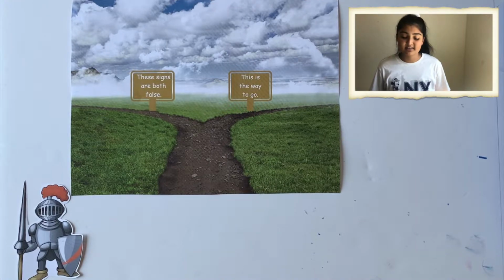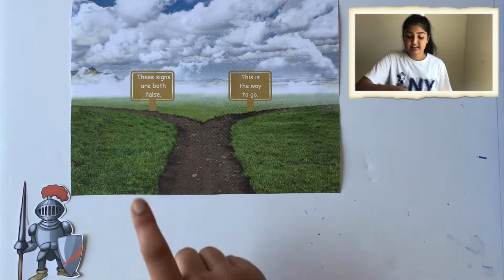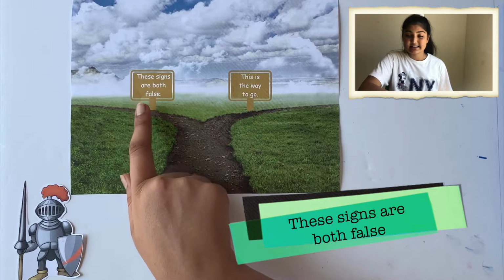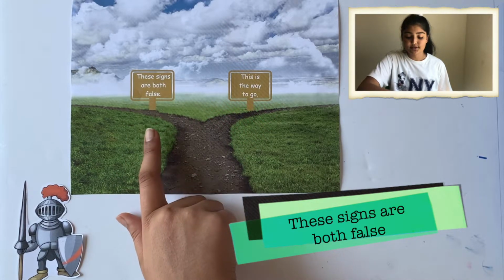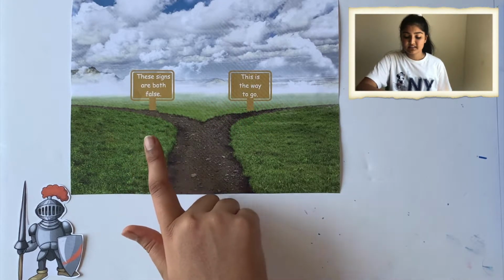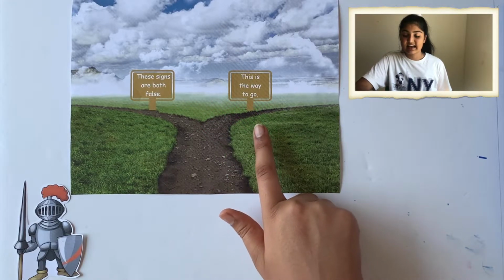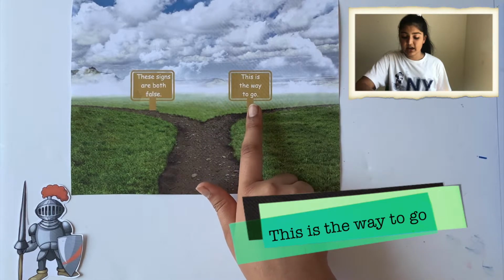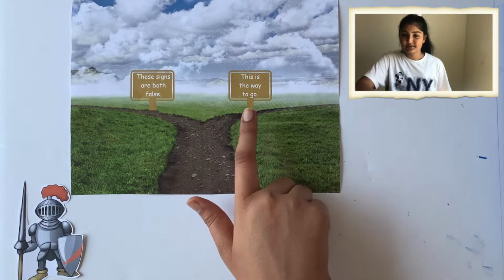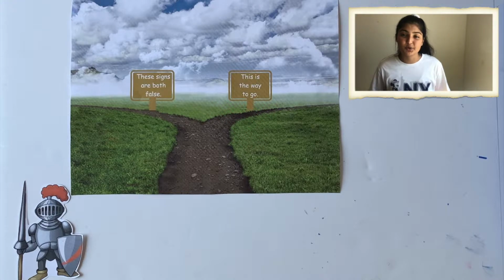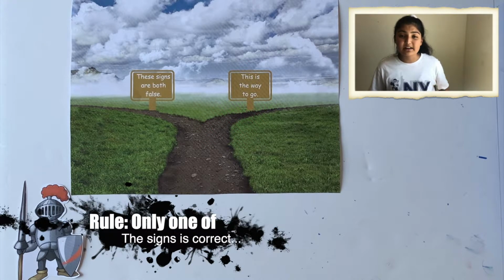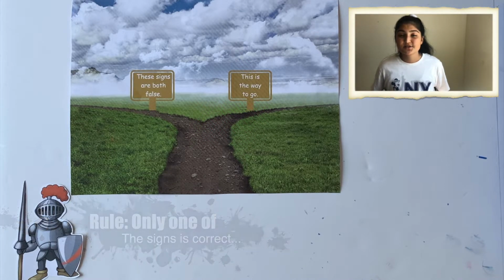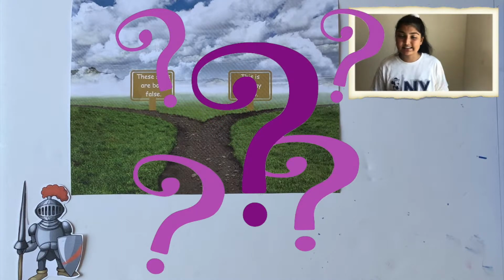The first path had a sign that said, "These signs are both false." And the second path had a sign that said, "This is the way to go." Now the knight was told that only one of these signs is correct, and the other sign is incorrect. So which path did the knight take?